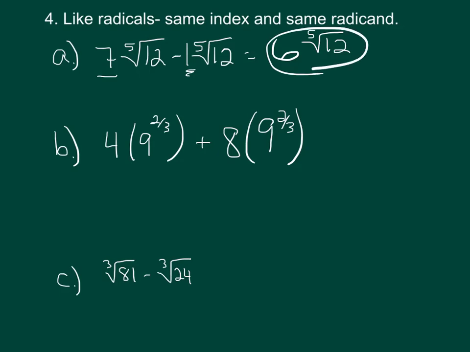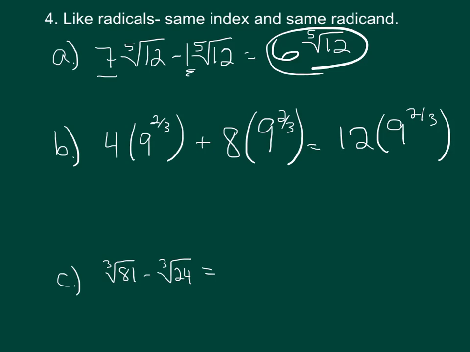In the next one, we see a 9 to the 2/3 power in each of these setups. So it's like saying 4x plus 8x. We end up with 12x, essentially. So 12 times 9 to the 2/3 power. And 9 to the 2/3 power, we can't simplify that. That would be like saying, take the 9, square it, then take the cube root, and that's not going to work out perfectly, so we just leave it as it is.